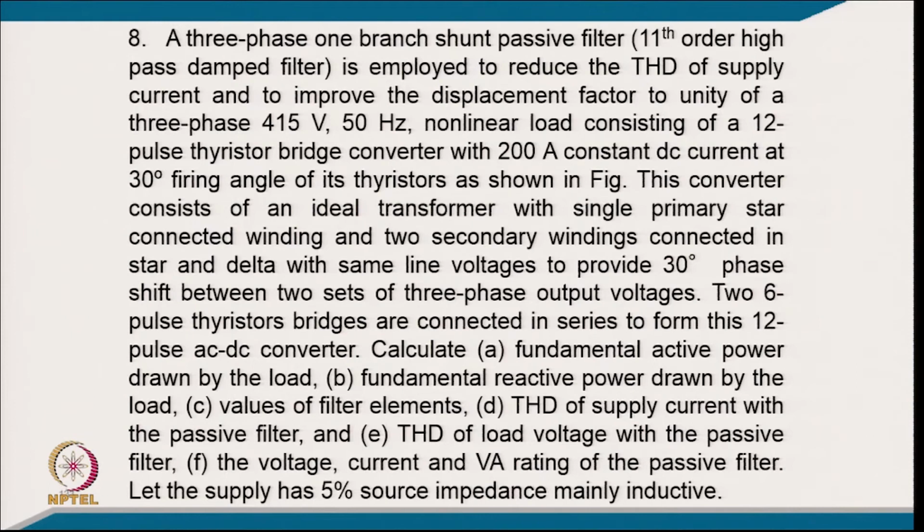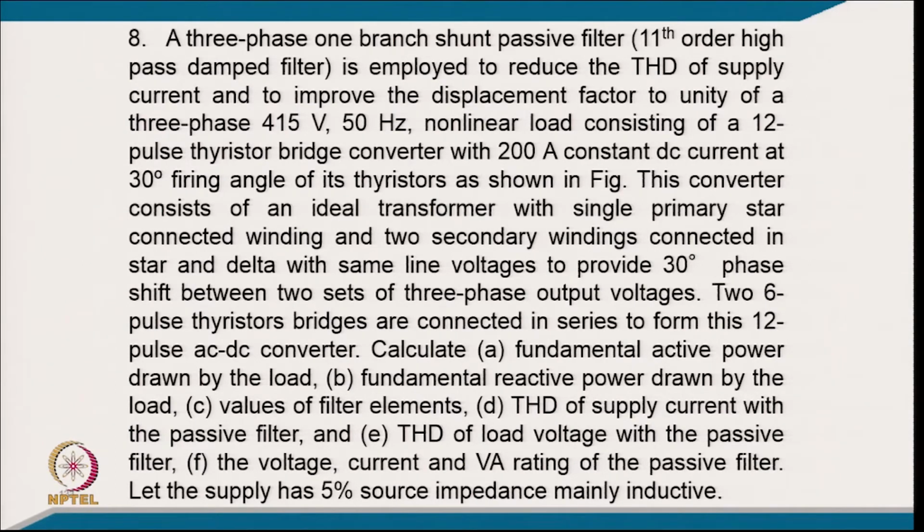So, coming to the 8th numerical problem: a 3-phase 1 branch shunt passive filter, an 11th order high pass damped filter, is employed to reduce the THD of the supply current and to improve the displacement factor to unity of a 3 phase 415 volt 50 Hz non-linear load consisting of a 12 pulse thyristor converter with a 200 ampere constant DC current at 30° firing angle of its thyristors as shown in the figure. The converter consists of an ideal transformer with a single primary star connected winding and 2 secondary windings connected in star and delta with the same line voltage to provide 30° phase shift between the 2 sets of 3 phase output voltage.